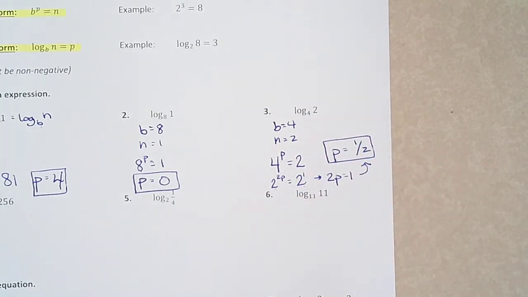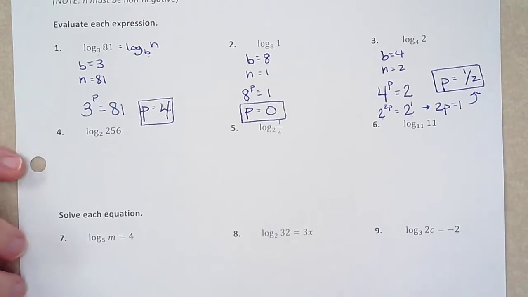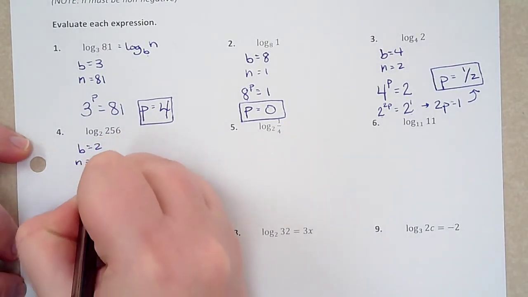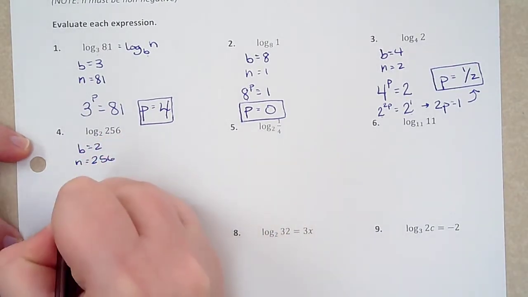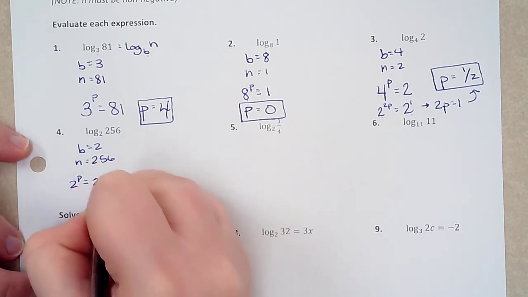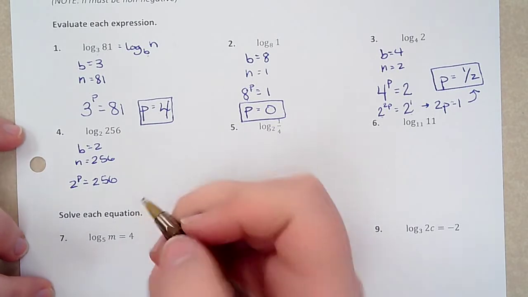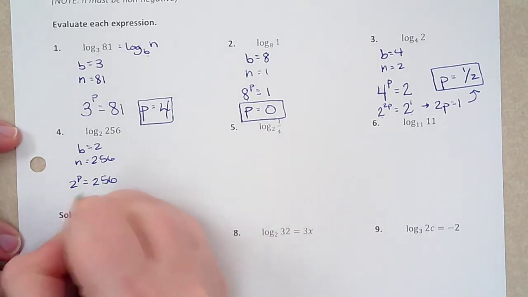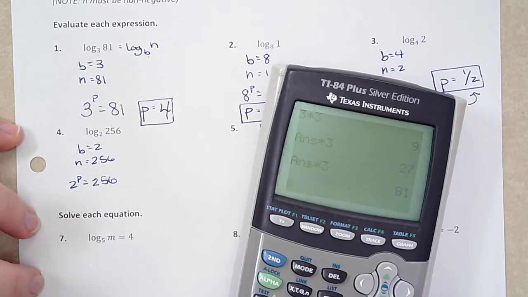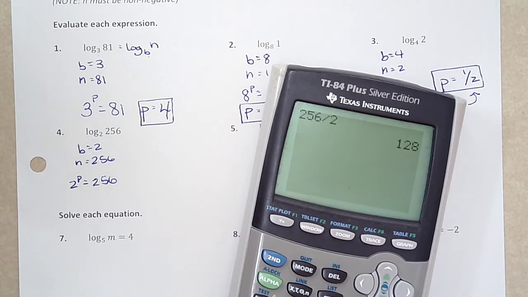So when I set them equal, I get 2p equals 1, or p equals 1/2. Just like that. Let's see that again with something a little bit bigger. My base is 2. My n is 256. 2 raised to what power is equal to 256? I can rewrite 256 as a base. It's a little tricky to do if you don't know it off the top of your head, but you can just divide by 2 until you get what you need.